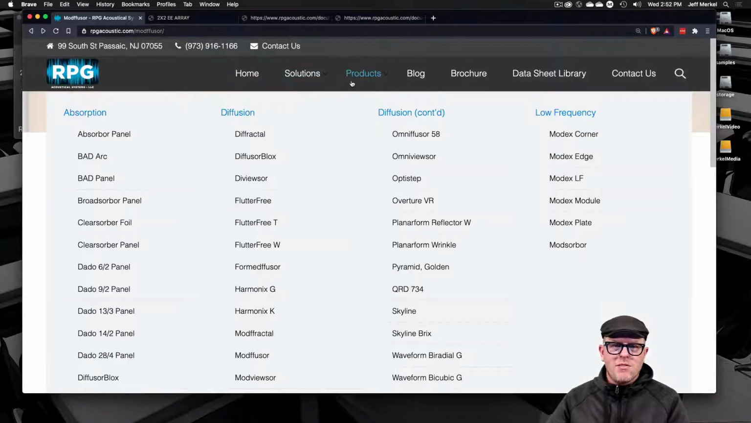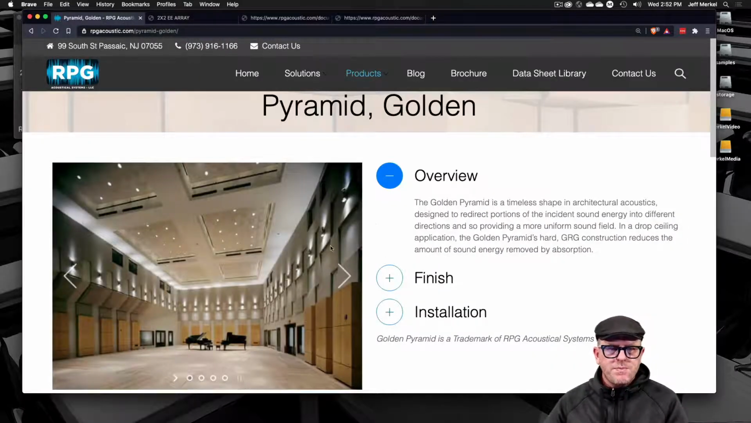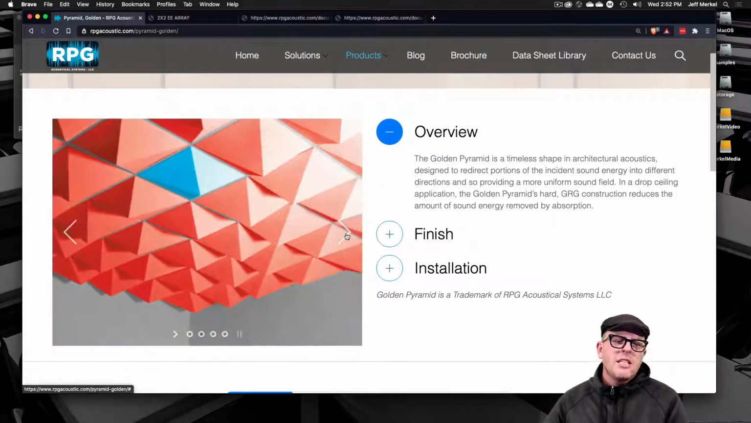What are the products we have here? So, I don't know. Let's just look at Pyramid Golden. I just want to select one of these and see what they are. I don't even know what the product is. What are we looking at? These things? Oh, those are cool. Yeah. So those are just essentially kind of diffusers, where the sound hits it and it's just going to reflect it in different directions. I don't think these are going to be nearly as effective.